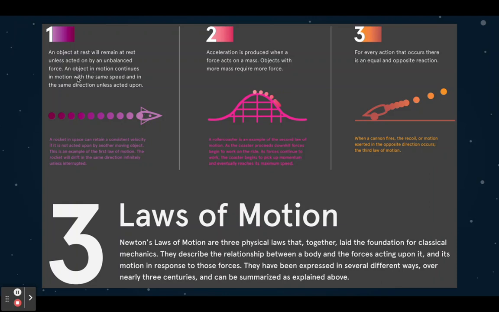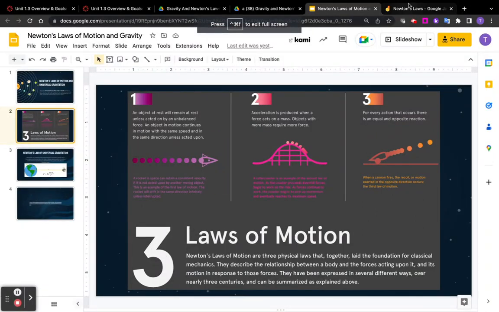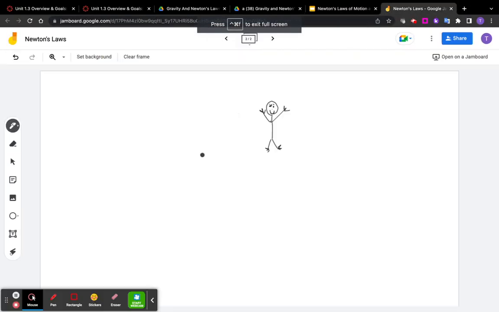The first is that an object at rest will remain at rest unless acted on by an unbalanced force. And an object in motion continues in motion with the same speed and the same direction unless acted upon. Now, let's just think about this in simple terms. Let's say you're in space. Here you are in space, billions of light years away from anything. So there's no gravity around you. You're in the vacuum of space, no air, no nothing.